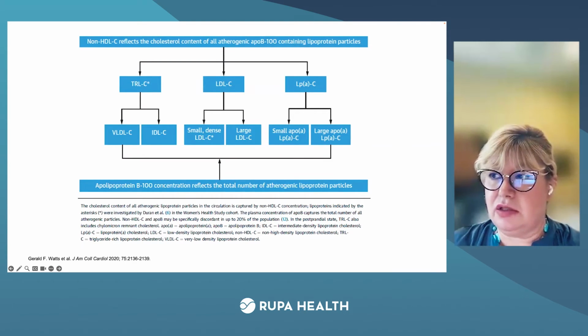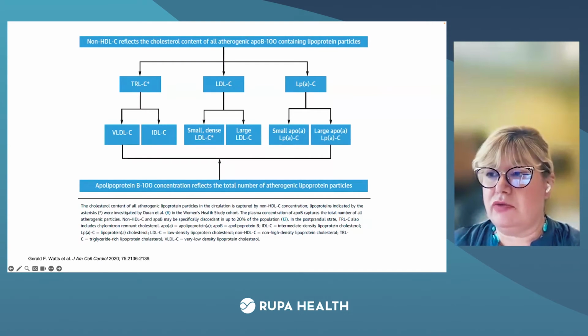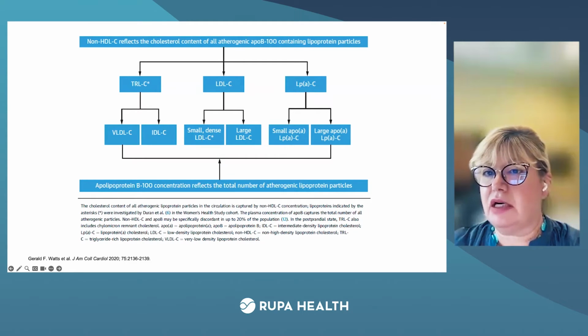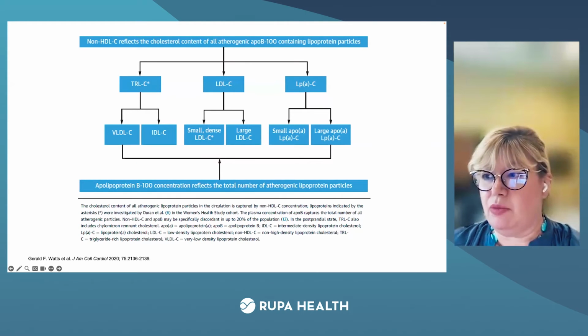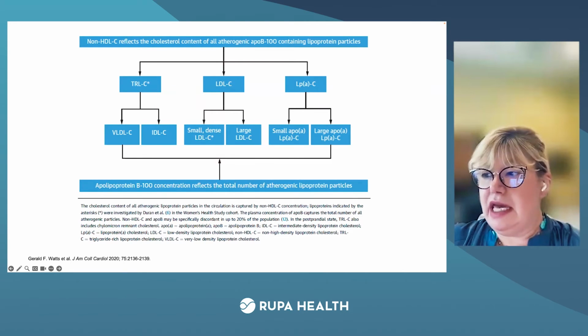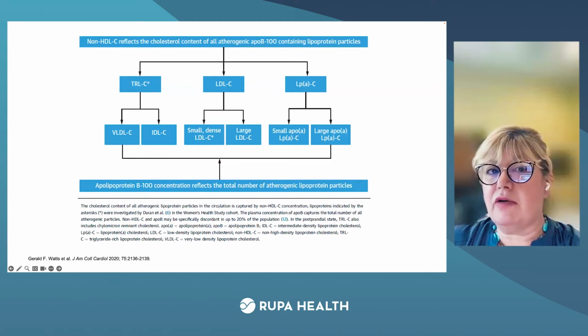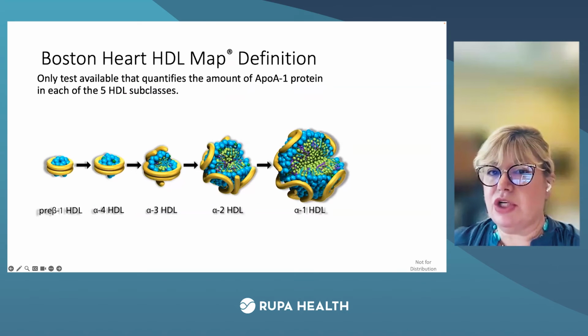Now, when you are measuring the lipids and you do have a standard lipid profile, you can use non-HDL-C as a surrogate marker of what those triglyceride-rich lipoprotein remnants might be. So here, non-HDL-C actually reflects the cholesterol content, the cholesterol mass, of all atherogenic ApoB particles, of which triglyceride-rich lipoprotein remnants are one of the parts, as well as small dense LDL-C, while ApoB reflects the distribution, right? It reflects the total number of atherogenic lipoprotein particles. So these are impactful measures.